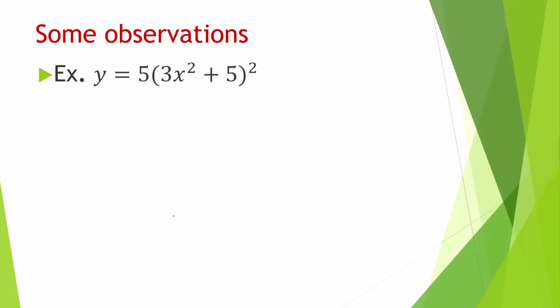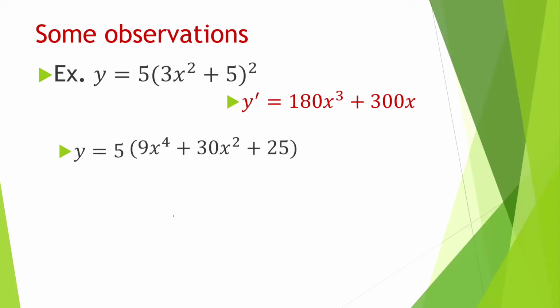Okay. So what if this is what's given to us? What if we apply the squaring of the binomial? So we square the binomial. That becomes 9x to the 4 plus 30x squared plus 25. Then, of course, let's say we apply the product rule. Although, since we have a constant coefficient, we can just take it out and differentiate the rest of the expression. Anyway, 0 is the derivative of 5. Then the derivative of the second factor is 36x cubed. The derivative of 30x squared is 60x.